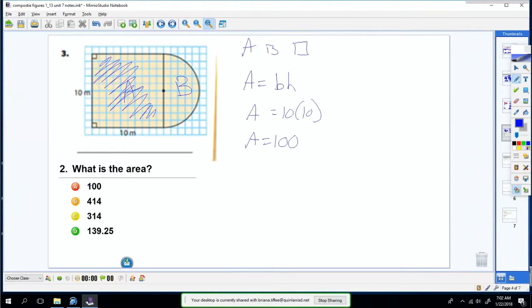So that means my answer cannot be 100 because it has to be greater than 100. All right, B is a semicircle, so you're going to do pi r squared. Well, the first thing you need to know is the radius. I know that this length is 10. So since that full length is 10, half of that is 5, which is my radius.